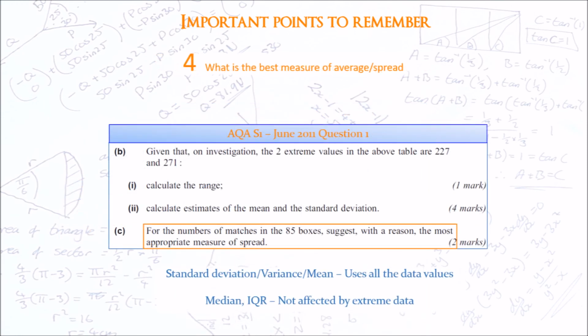Another thing that could come up is, what is the best measure of average or spread? Generally speaking, the best measure of average is the mean, and the best measure of spread is the standard deviation or variance. The reason for this is it takes into consideration all of the values of the data. However, in cases where you might have extreme data, so a big outlier, a very big number or a very small number, then your mean and your standard deviation will be affected by this. In these situations, the median or the interquartile range may be considered a better measure of average and spread because they are not affected by this extreme data.